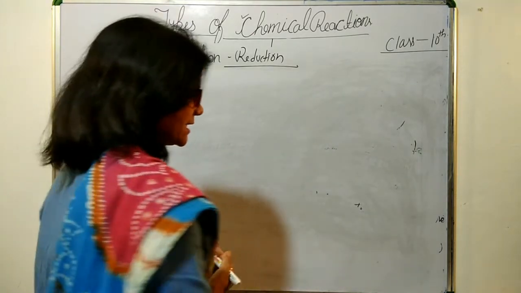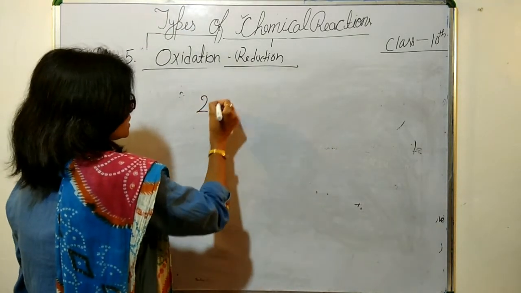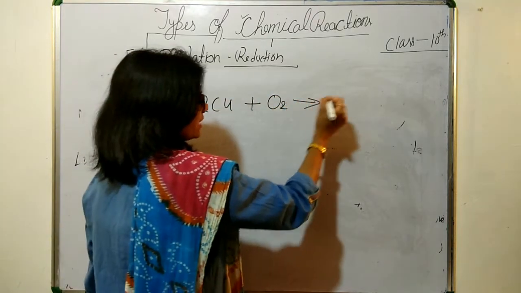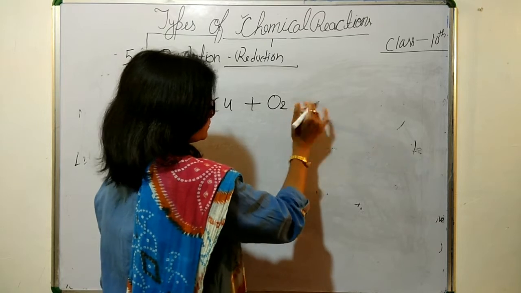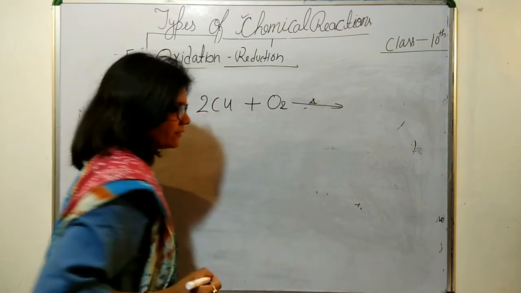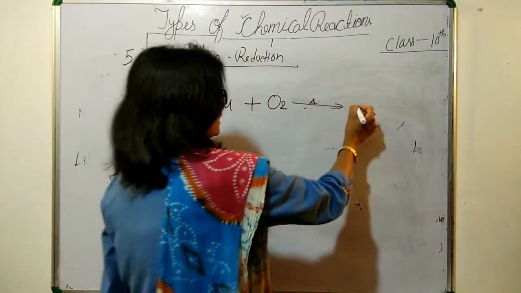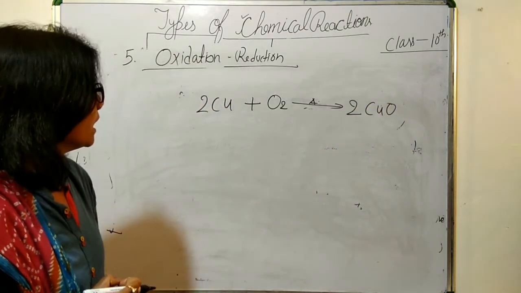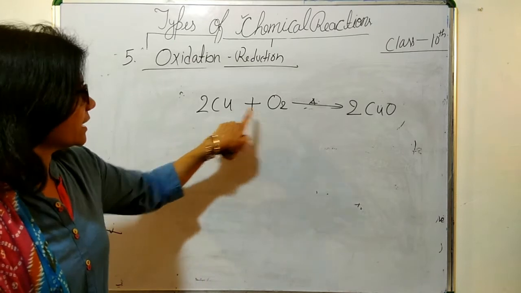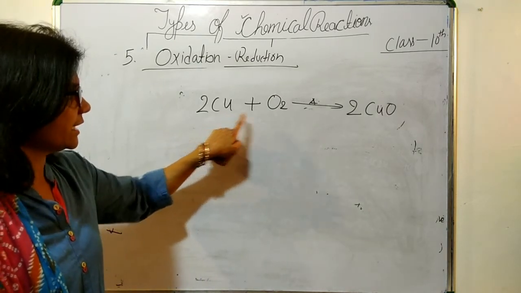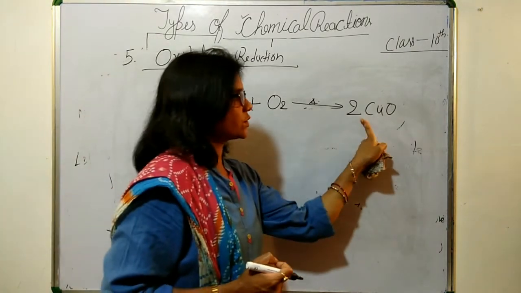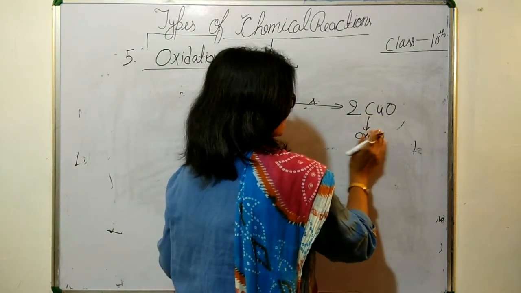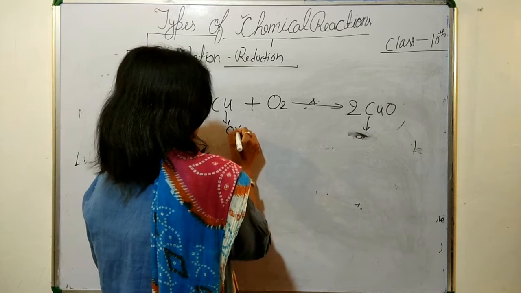For example, let's see one example. 2Cu, copper, when combined with oxygen, and we have to give heat here, then it forms CuO. So here copper combined with oxygen, it gains oxygen. So copper is oxidized.